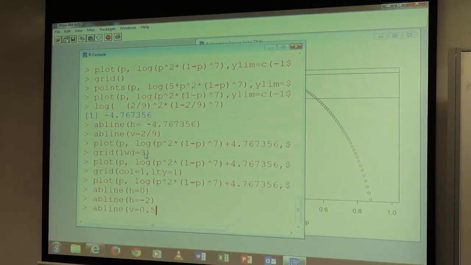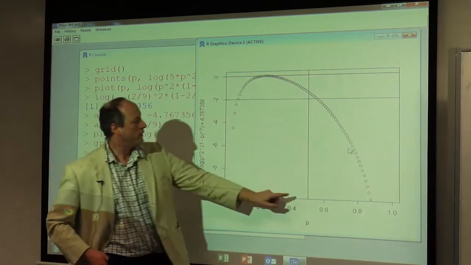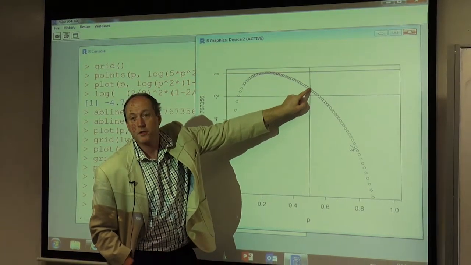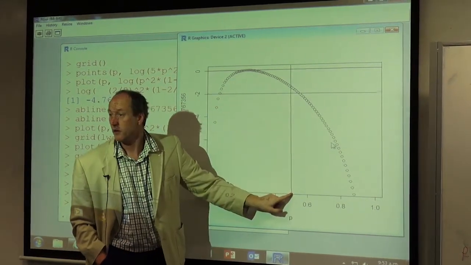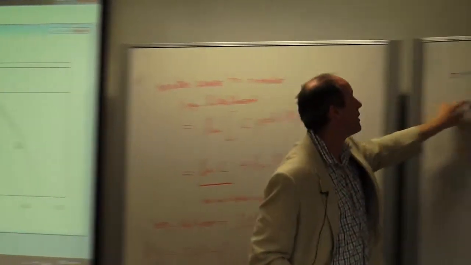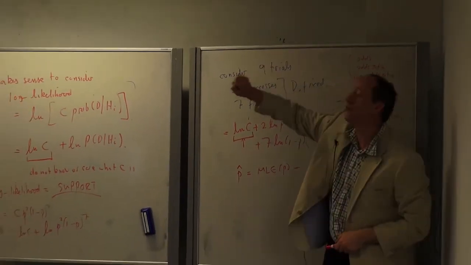Vertical at 0.5. Let's just say I hypothesize it's 0.5. I don't reject that hypothesis because it's above the -2 line. So this is 50-50, right? What I'm saying is if you observe 2 successes out of 9 trials, remember, this is fixed. This doesn't change. What this is doing is giving me the form of the curve.